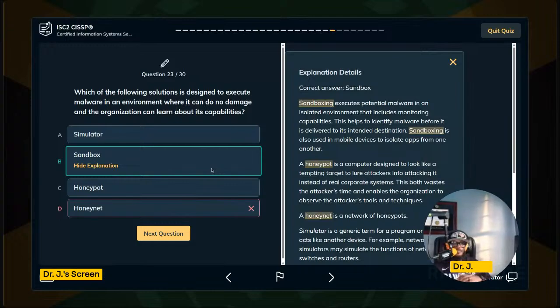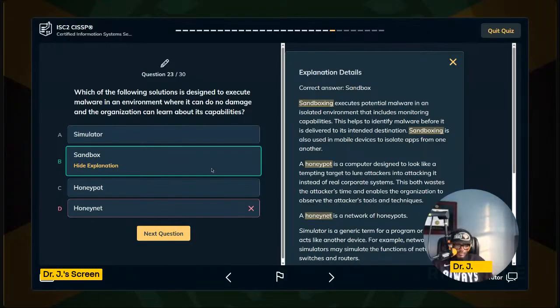I think what threw me off is the last part, where it says it can do no damage and an organization can learn about its capabilities. I think that last part of the sentence made me think it was HoneyNet, because with a HoneyNet you're potentially designing a vulnerable network. So an attacker finds that attractive. They want to try to attack it, but for the organization, it allows them to learn the technique of the attacker as they work through that honey net. So that's where my mind was. That was my reason behind why I chose that.